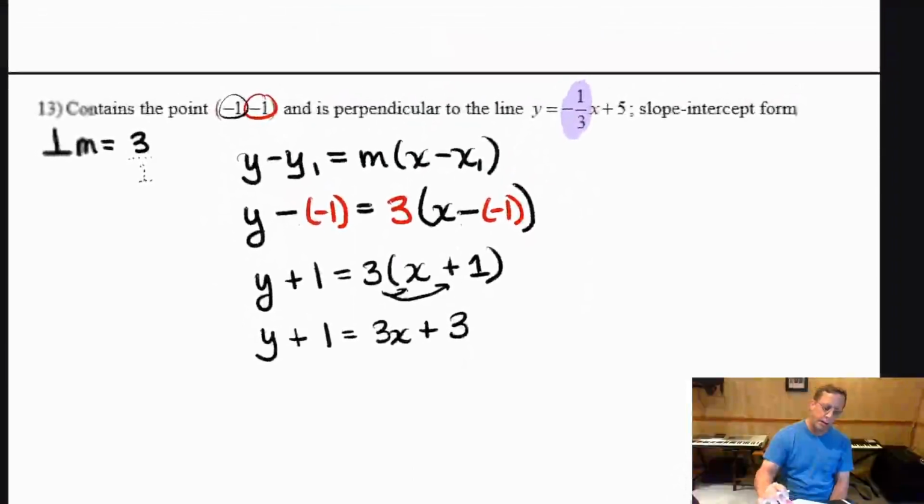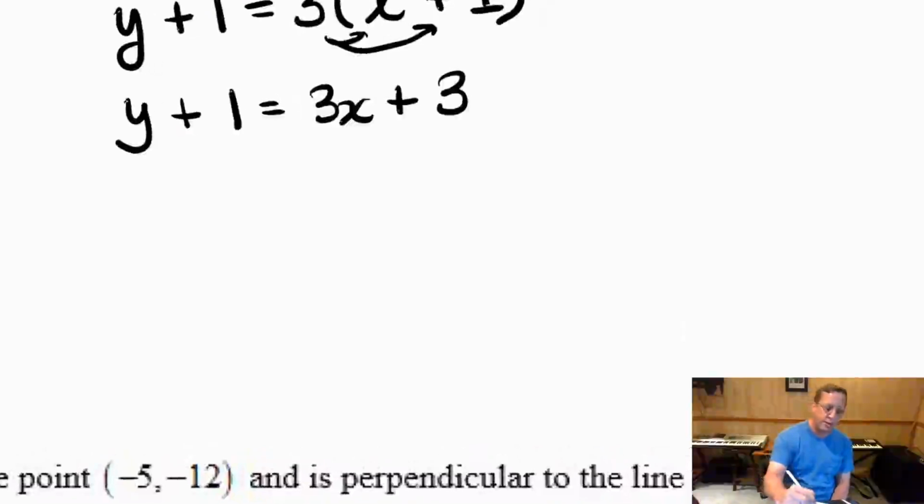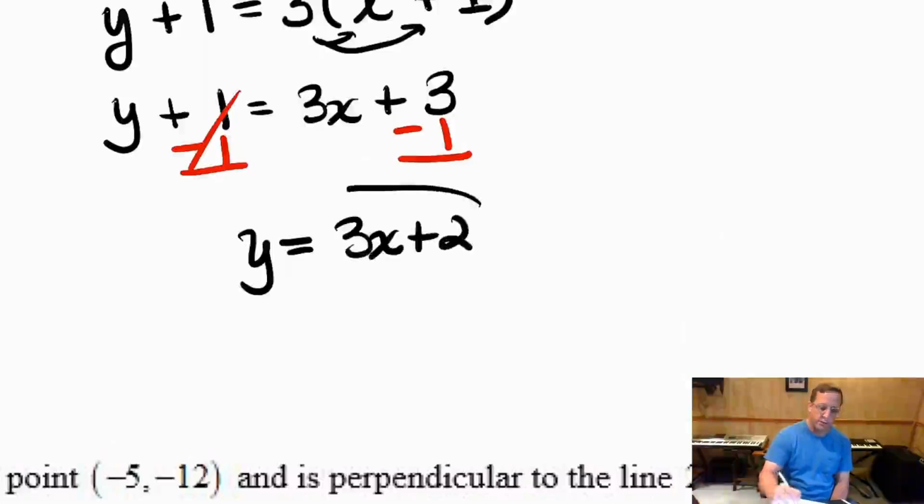And then what form are we getting this into? Slope-intercept form. So we want to get the y by itself. So to get the y by itself, we have one more step. We're going to subtract 1 from both sides, and that should do it. Y equals 3x plus 2.